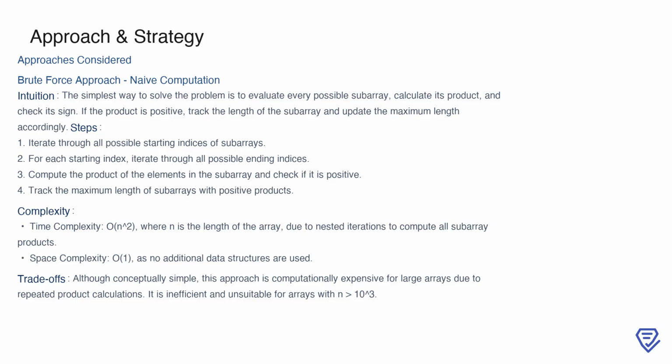While this approach is simple to understand and implement, it comes with a significant drawback. The nested iterations result in a time complexity of O(n²), making it computationally expensive for large arrays. Additionally, it has a space complexity of O(1), as no additional data structures are required. However, the repeated product calculations make this method inefficient and impractical, especially for arrays with sizes exceeding 1,000 elements. This trade-off between simplicity and performance highlights the need for a more efficient solution.